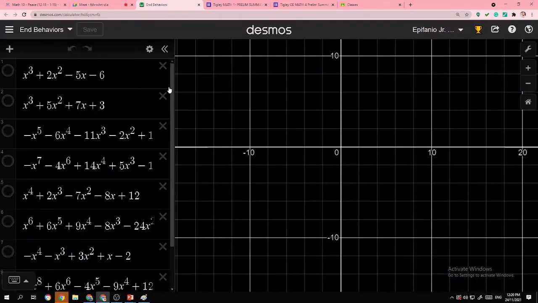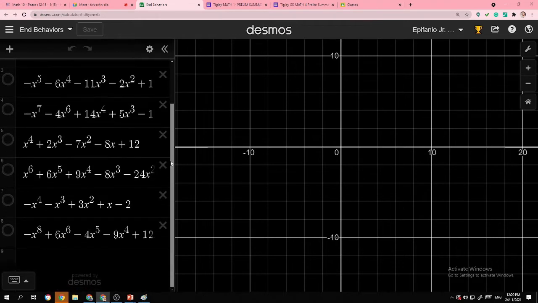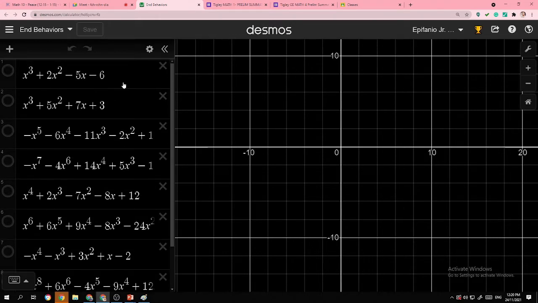There you go. So I have already prepared 8 polynomial functions over here. I have grouped them also according to their properties, and let's describe each one of them. The first thing that we are going to do is determine the degree of the polynomial, after which, let us determine the sign of the leading coefficient.